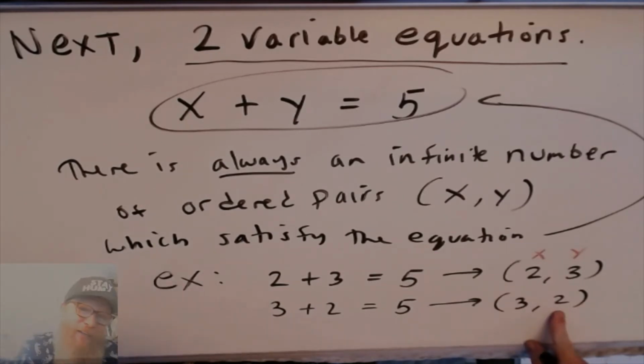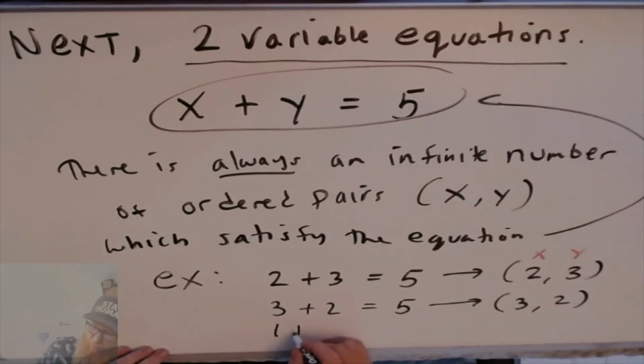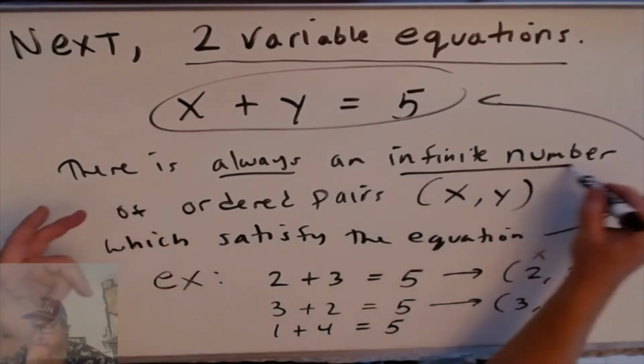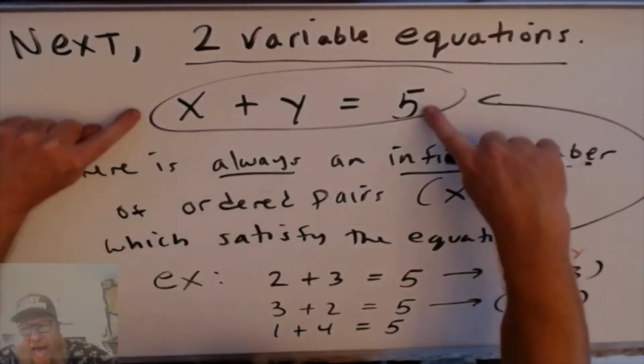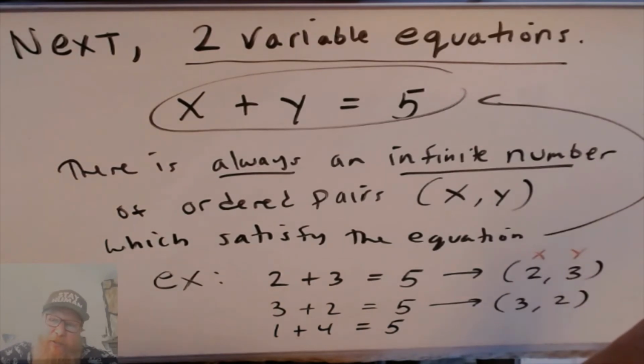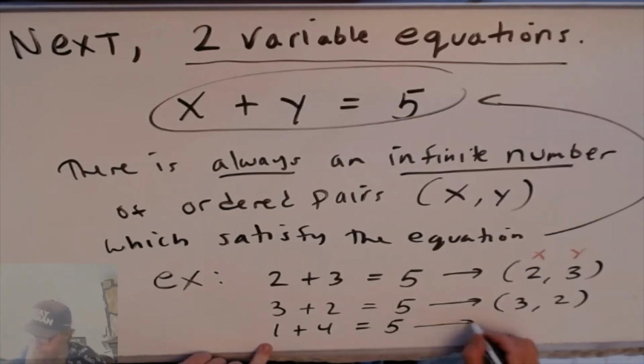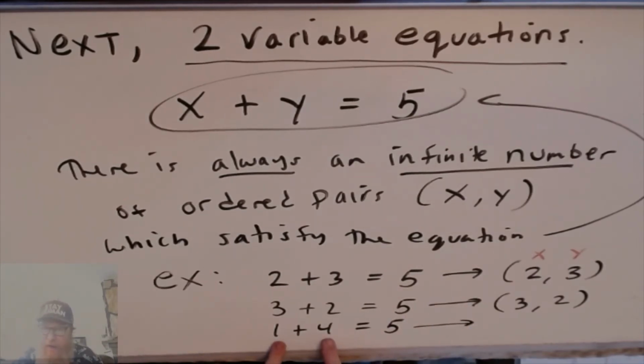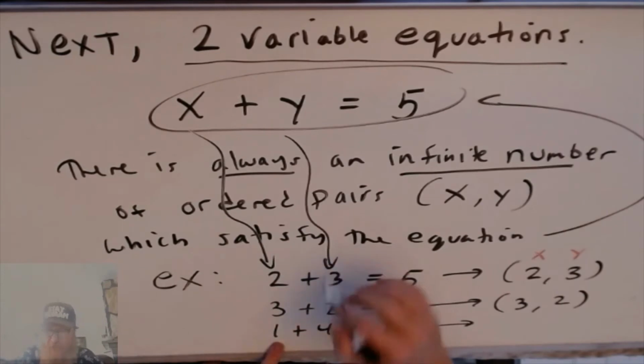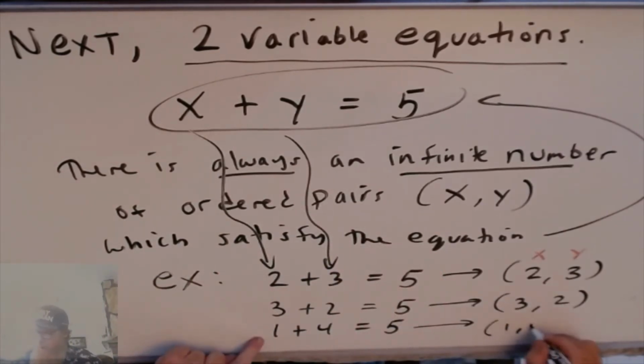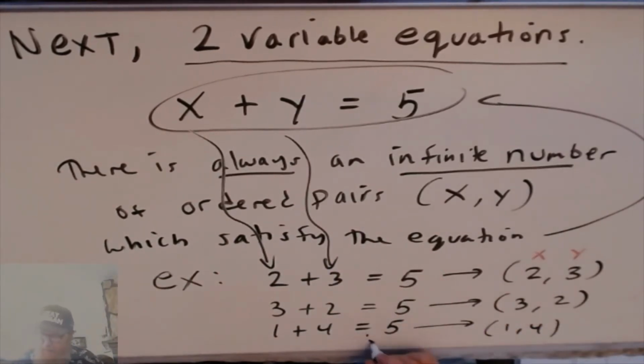I could actually sit here all day making up solutions to this equation. 1 plus 4 is equal to 5. So you're always going to get an infinite number of pairs that add to be whatever it is in the particular equation. Remember, I'm looking for the x and the y. You can match them up. The order does matter. So I've got 1, 4. And I'm going to stop now. I'm just going to say, et cetera, et cetera.